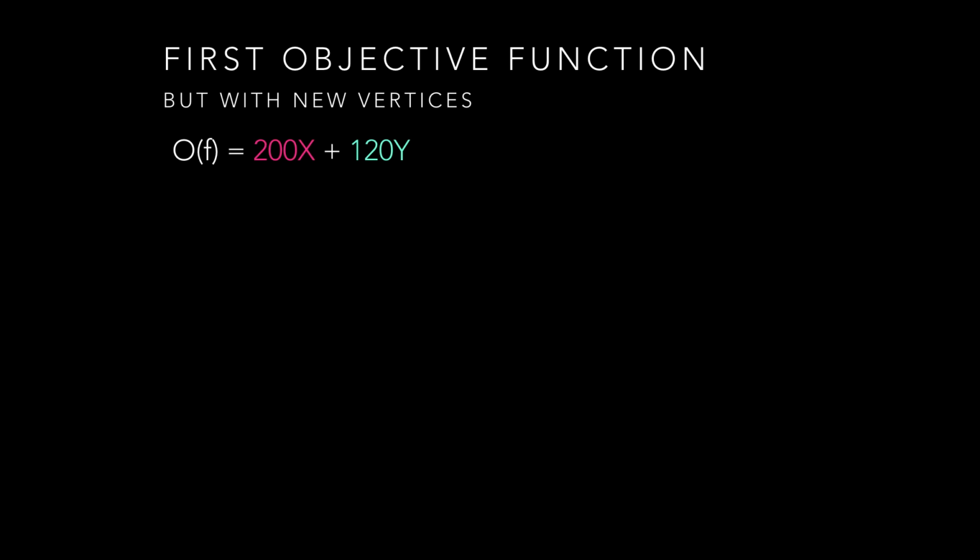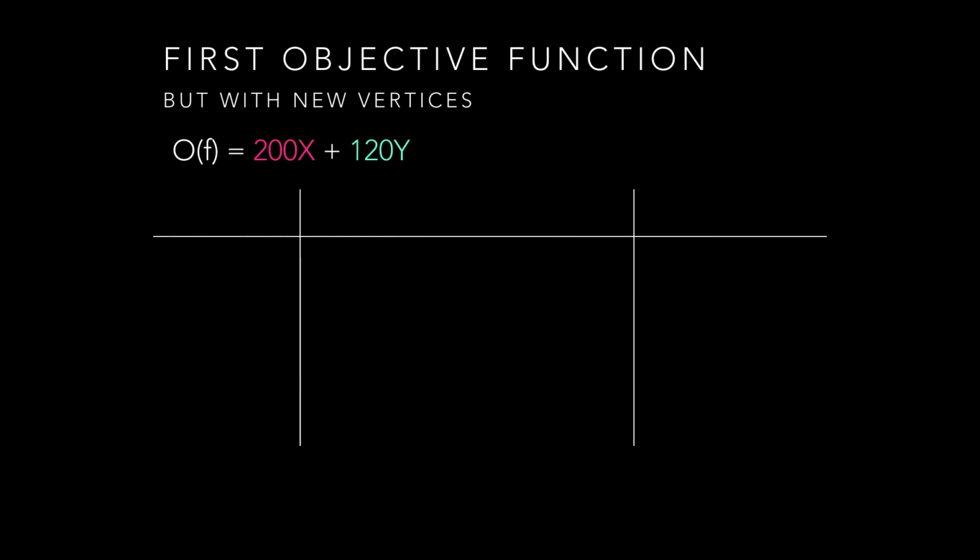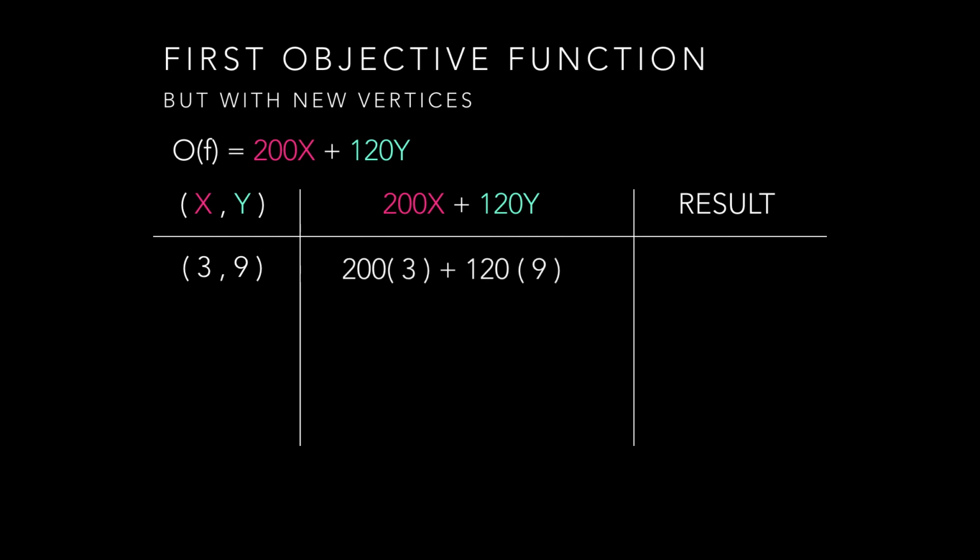Let's take the first objective function, but with the new vertices. Let's make a table. x, y, objective function, and results. Let's apply 3,9. 200 times 3 plus 120 times 9 equals 1,680.